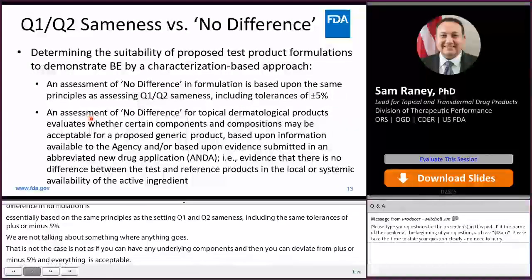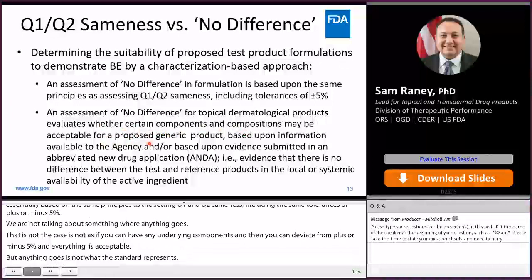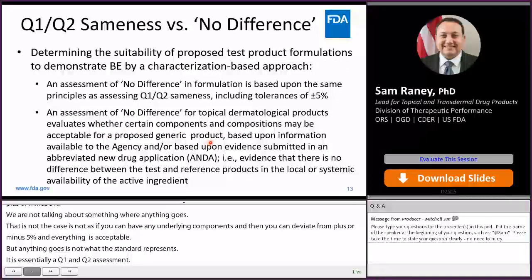However, an assessment of no difference for topical dermatological products evaluates whether certain components and compositions may be acceptable for a proposed generic product. In other words, whether certain differences relative to what would precisely be Q1 and Q2 may be acceptable. And how do we determine what's acceptable?